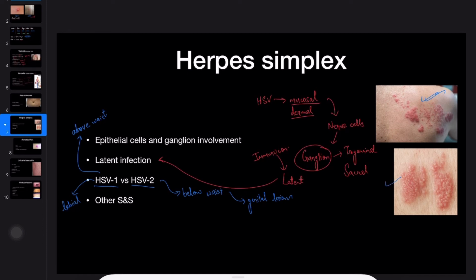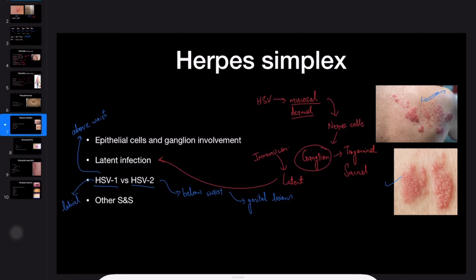The other signs and symptoms you will see in case of HSV1 infection are vesicles in the lips, and in HSV2 infection you will see painful red swollen lesions in the genitals, and also you will see painful lymphadenopathy. So this is all about herpes simplex infection.